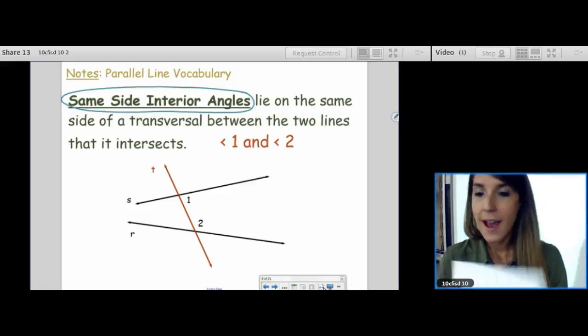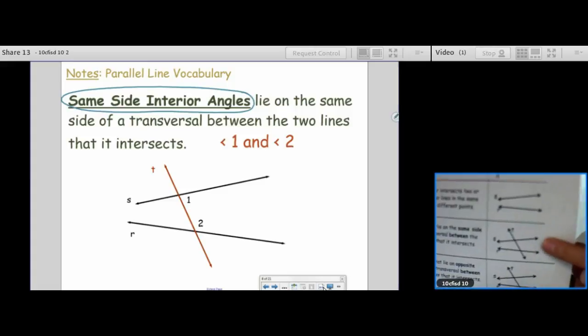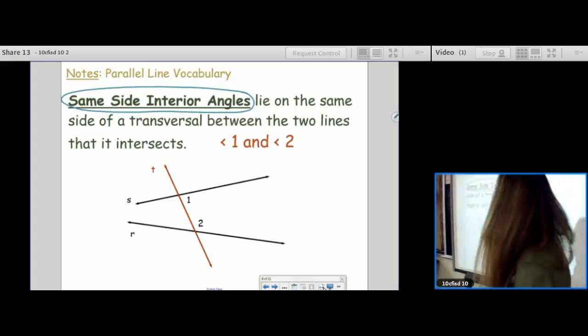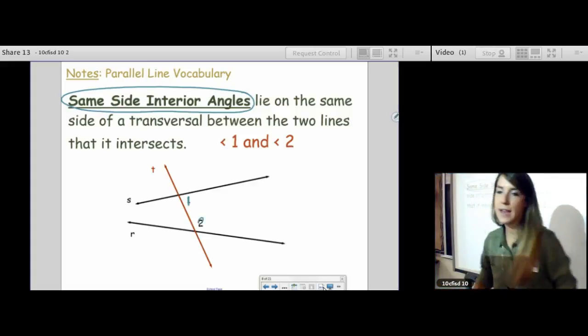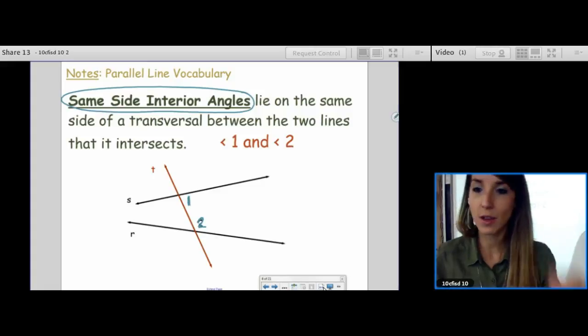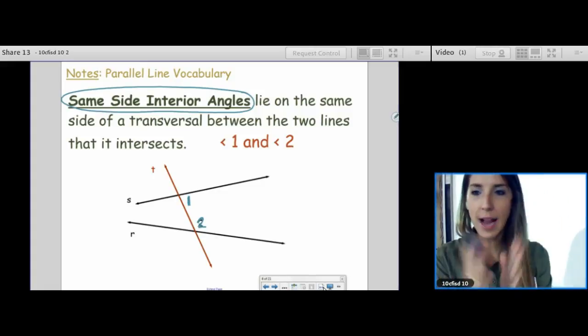Your picture has a transversal, but the angles are not labeled. So you need to add these angles to your picture. 1 and 2. Those angles are not there yet, so you need to add them so that you can study your vocab and where the angles are in the picture. So same side of T and interior. Same side interior.